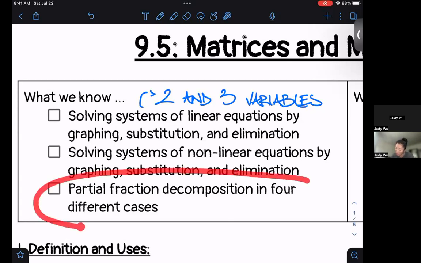Now, one thing we also learned in 9.4, we took a look at partial fraction decomposition, and we used systems of equations in there to actually solve for each of the partial fractions. So the theme here so far in this chapter has really been systems of equations.